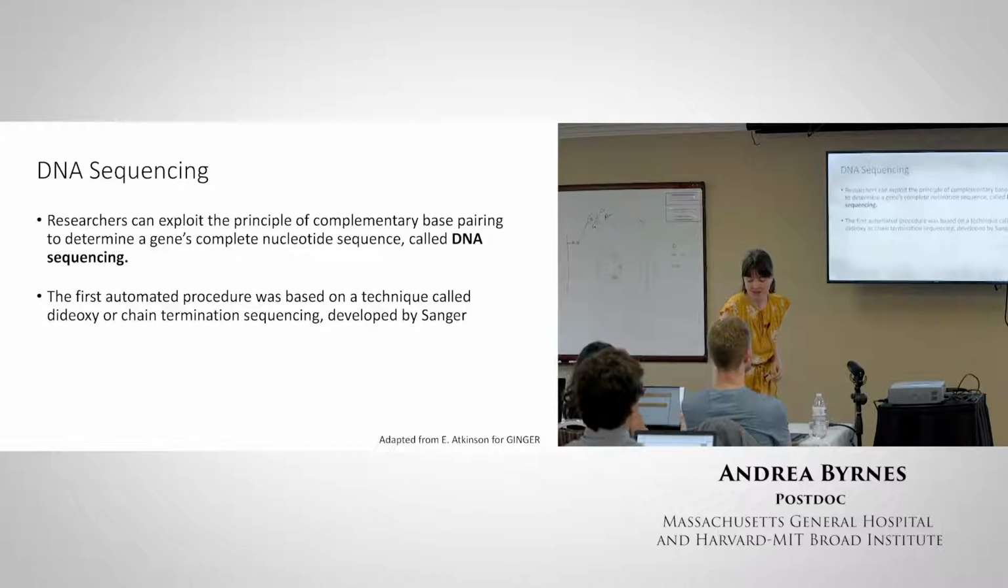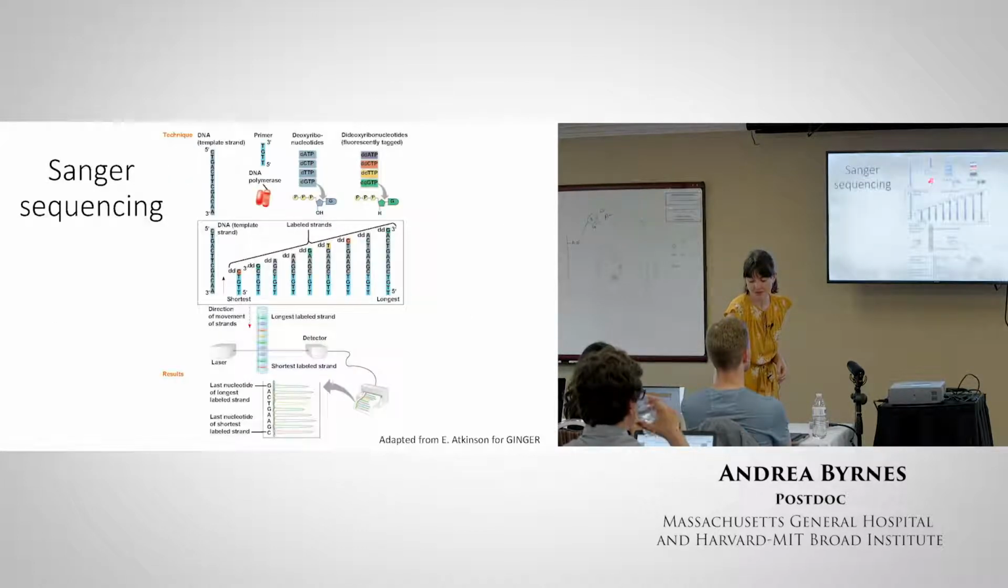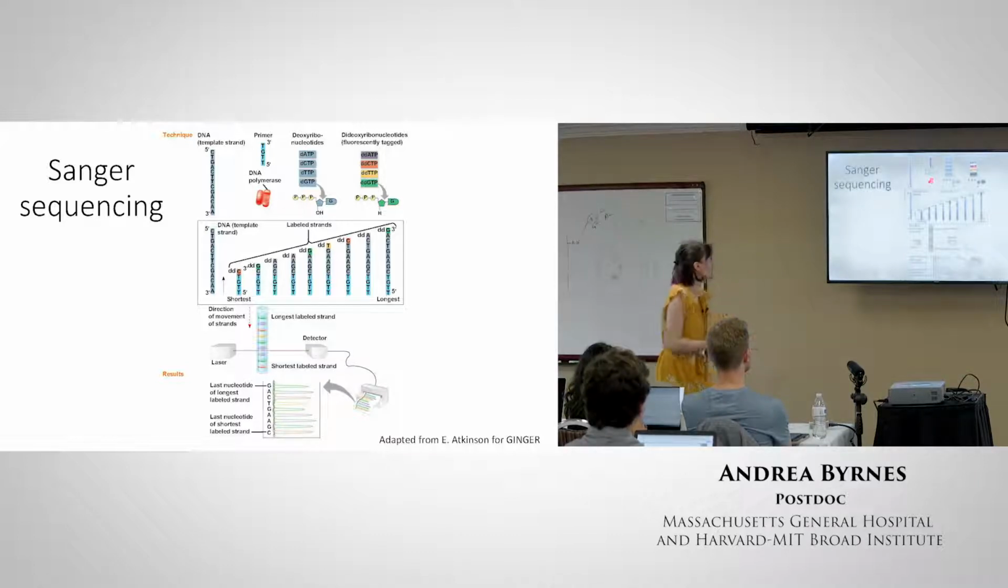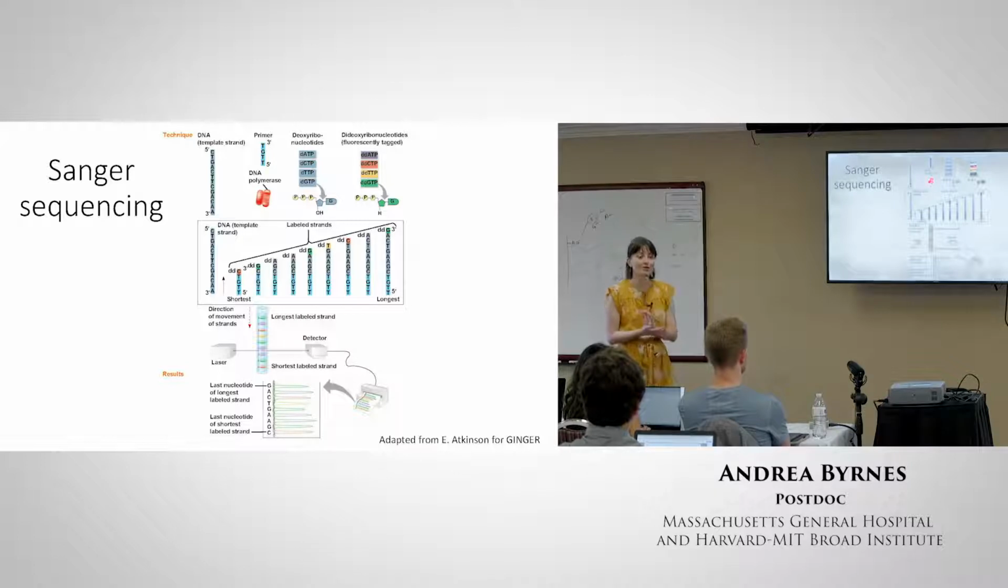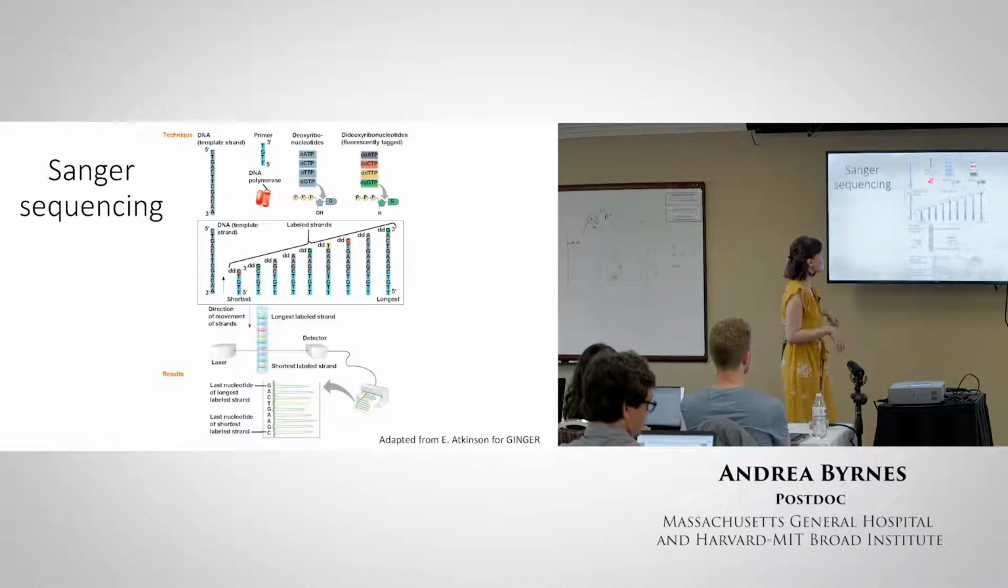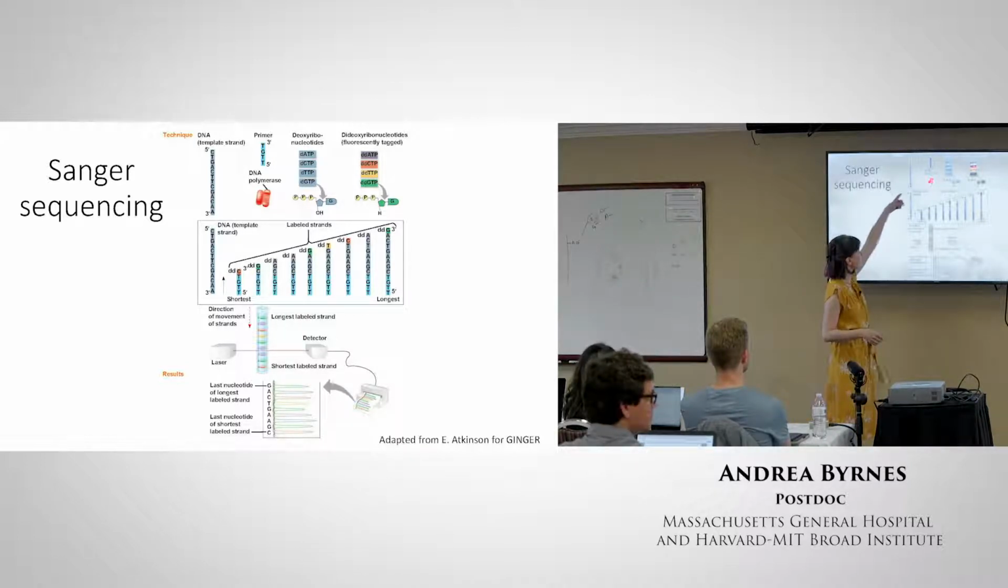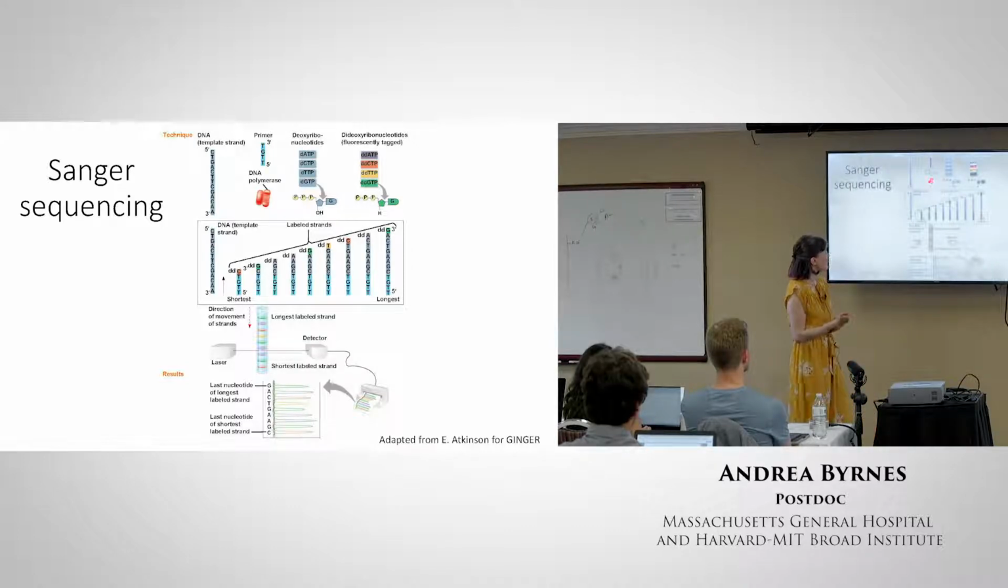So the first automated procedure to do sequencing, and this was a while ago, this is Sanger sequencing. I should mention Sanger sequencing is still considered the gold standard for sequencing. It's incredibly accurate, but it's also very expensive. And so the idea is that you have some strand that you want to sequence. You have some primer that's going to bind to that strand. And then we munch it up into a whole bunch of different lengths.